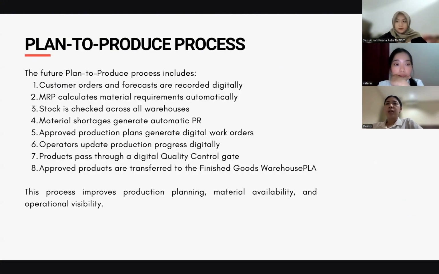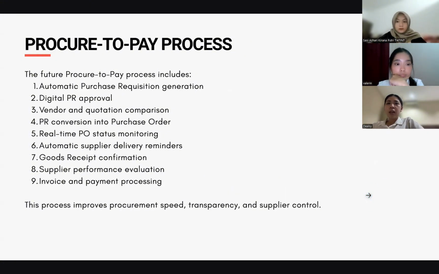Okay, so the plan to produce process is now fully automated because once a sales order or forecast is entered, our new MRP engine automatically calculates the exact material requirements needed to meet the demand. So if stock is insufficient, the system triggers an automatic purchase requisition while simultaneously generating the digital production work orders.